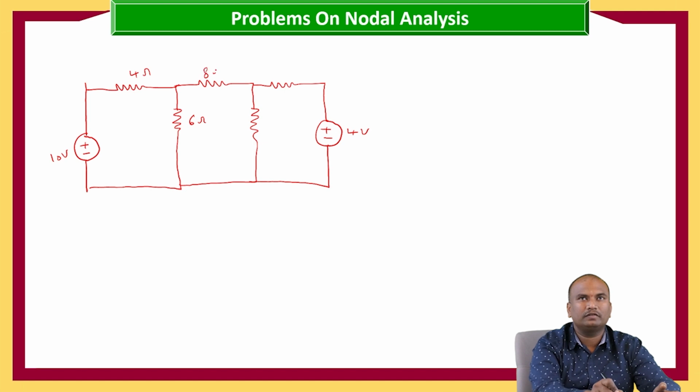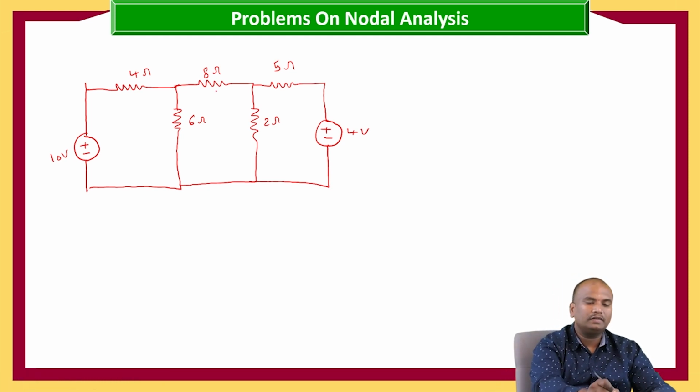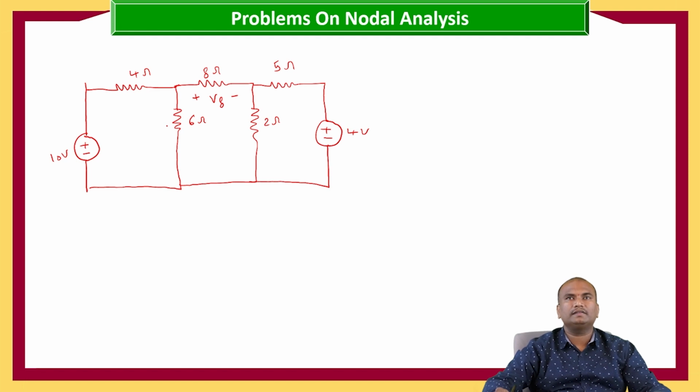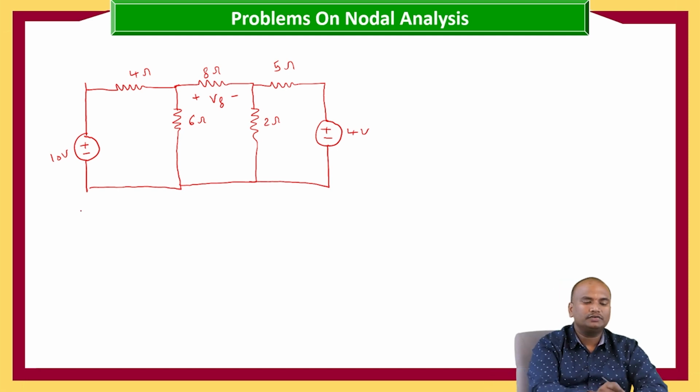The resistors are 8 ohms, 2 ohms, and 5 ohms. Now we need to calculate the voltage across the 8 ohms, VH, by using nodal analysis. In order to do that, first we need to identify how many nodes there are.